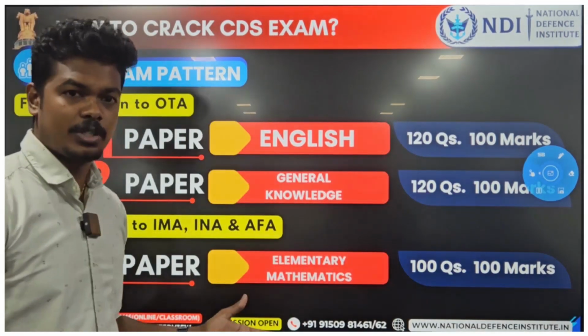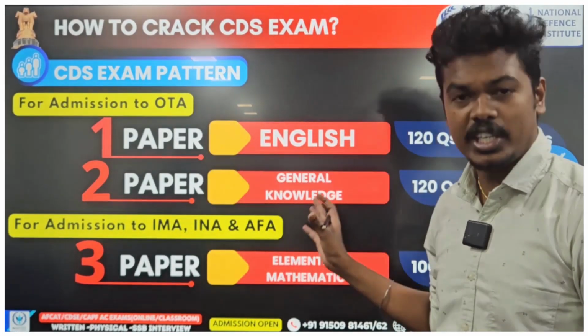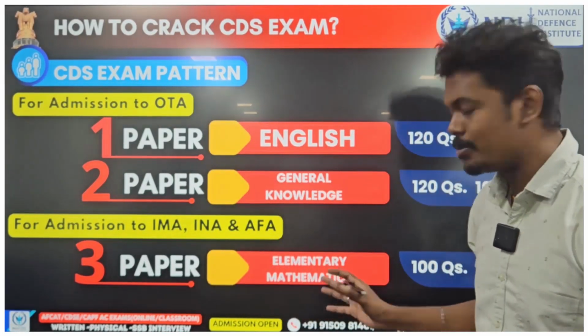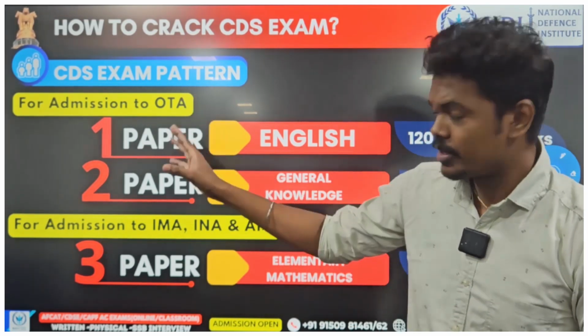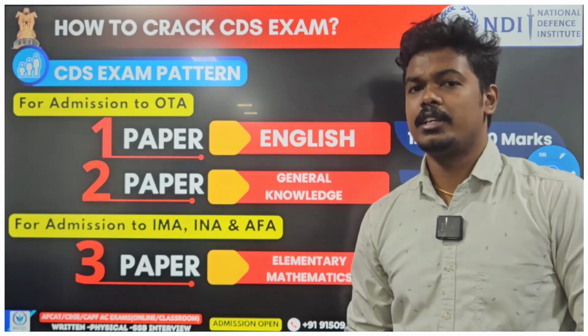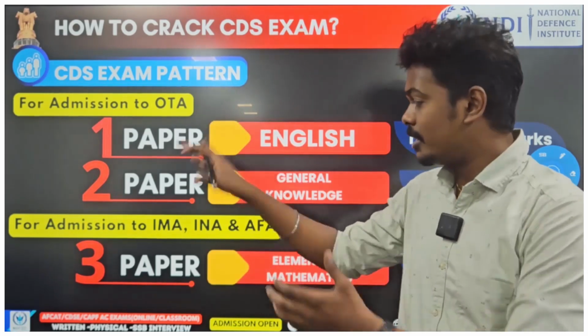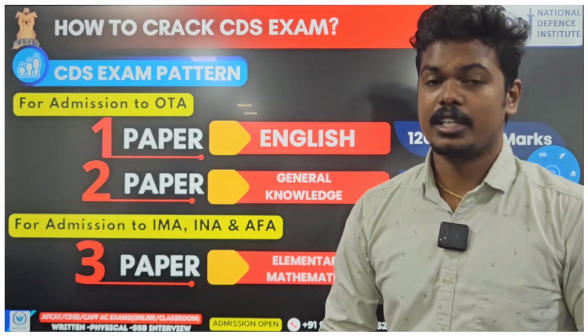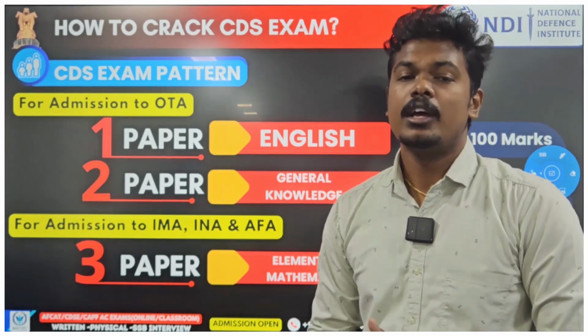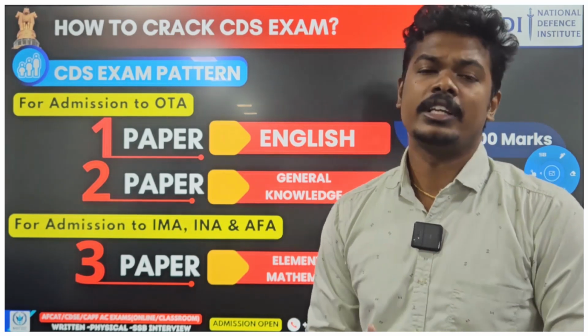There are 3 papers in total. The first paper is English, obviously, the second paper is GK, general knowledge, and the third paper is elementary mathematics. As I said before, the first 2 papers are only for OTA, Officer Training Academy, in Chennai, and the third paper, elementary mathematics, is for AFA, Air Force Academy, IMA, Indian Military Academy, and also INA, Indian Naval Academy.